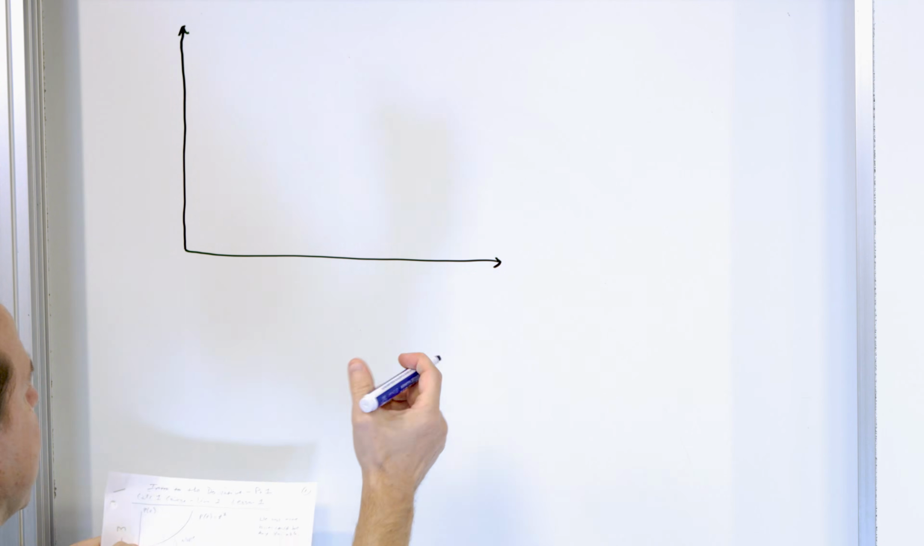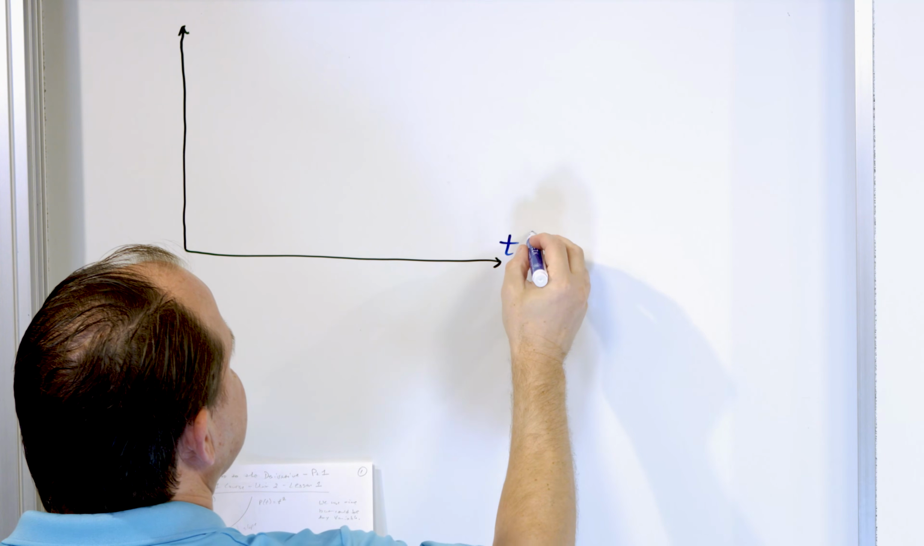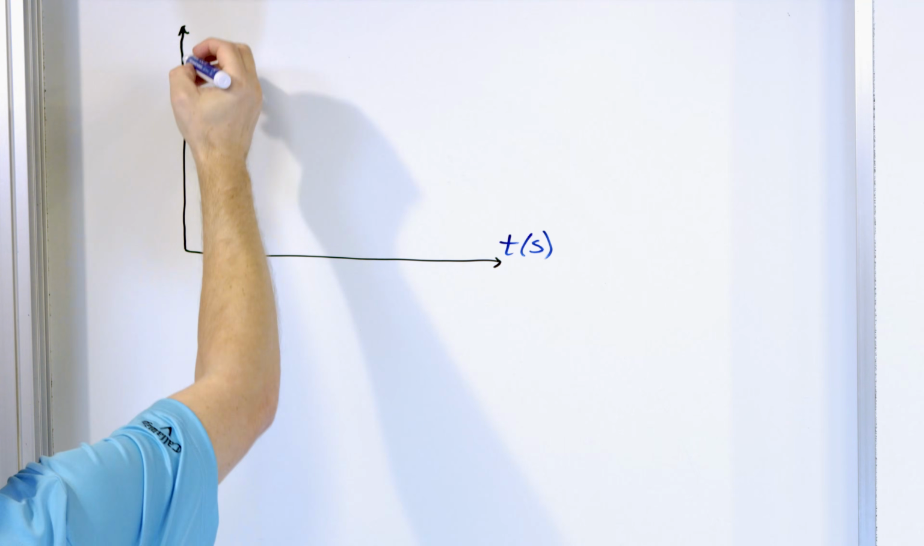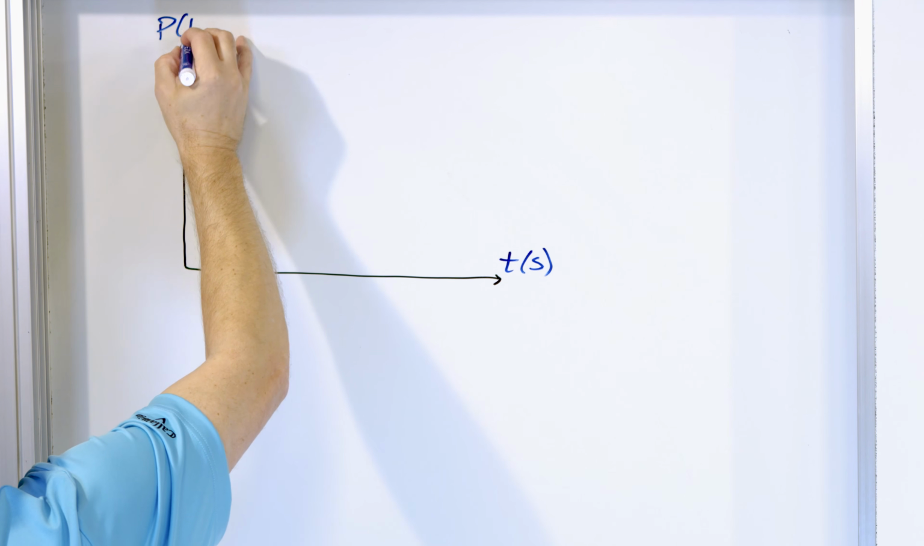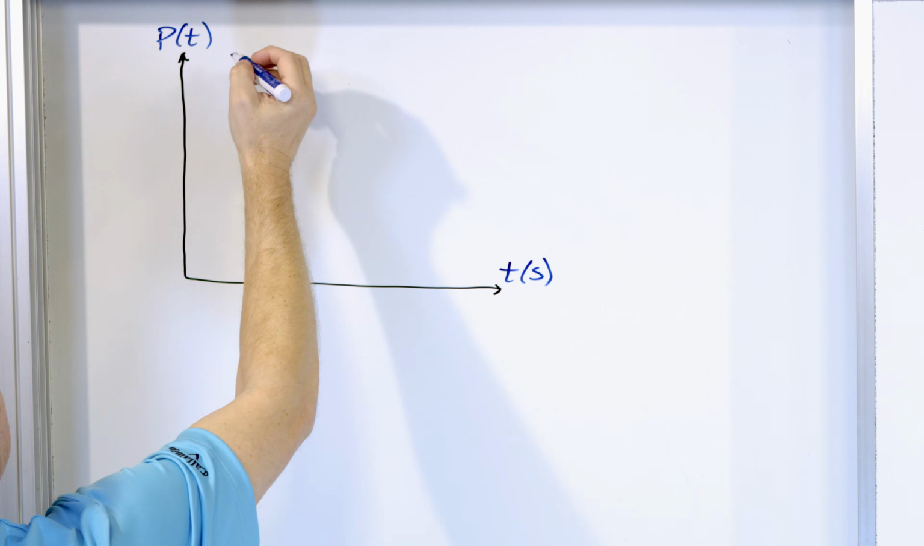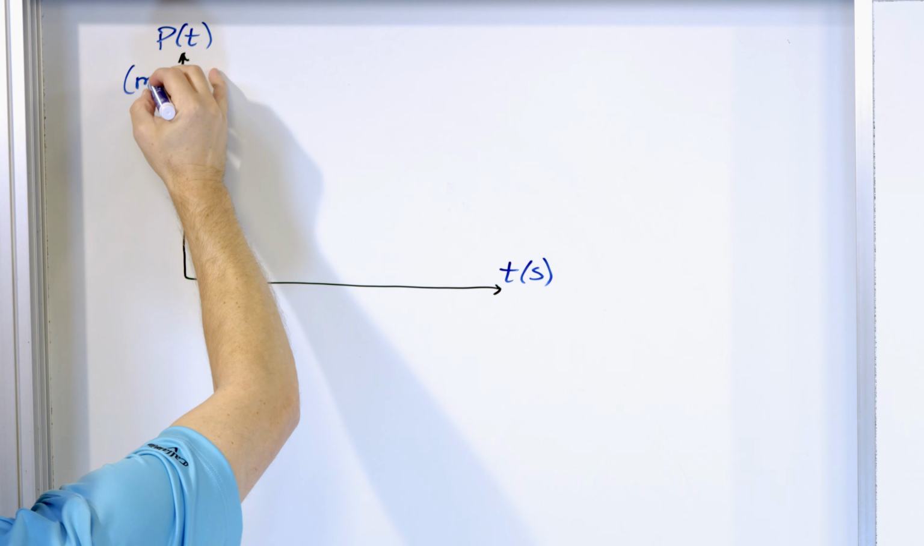So this axis over here will be the time axis, and that'll be in seconds. And over here, we're going to have the position of some particle as a function of time, and the unit of this is going to be in meters. So I'll put meters right down here.